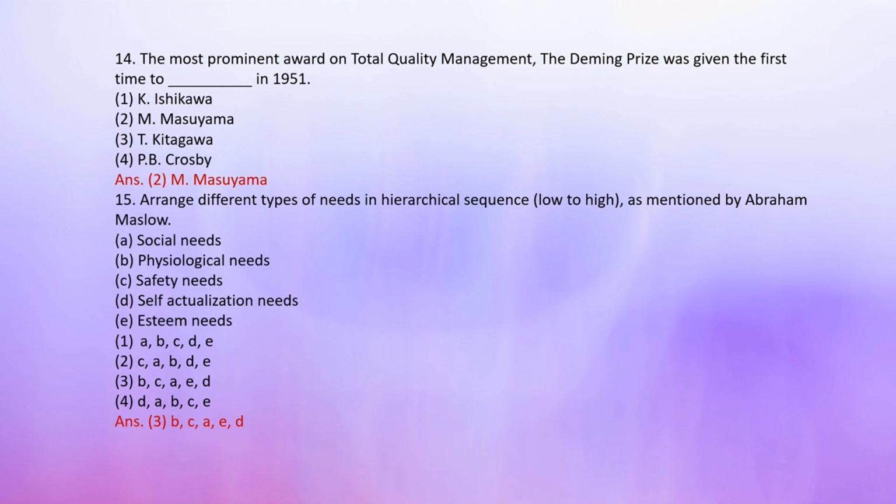M. Masuwama. Number 15. Arrange different types of needs in hierarchy sequence low to high as mentioned by Abraham Maslow. And A. Social needs, B. Psychological needs, C. Safety needs, and D. Self-actualization needs, and E. Esteem needs. And correct sequence is 3. Means first B. Psychological needs, then C. Safety needs, then A. Social needs, then E. Esteem needs, and then D. Self-actualization needs.